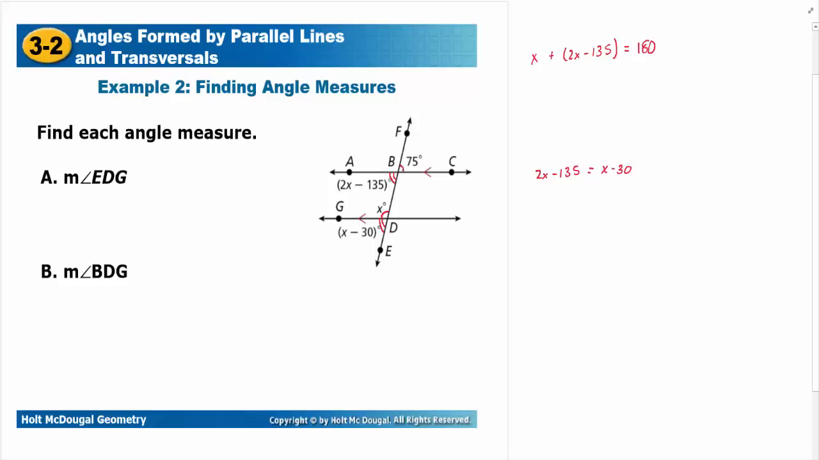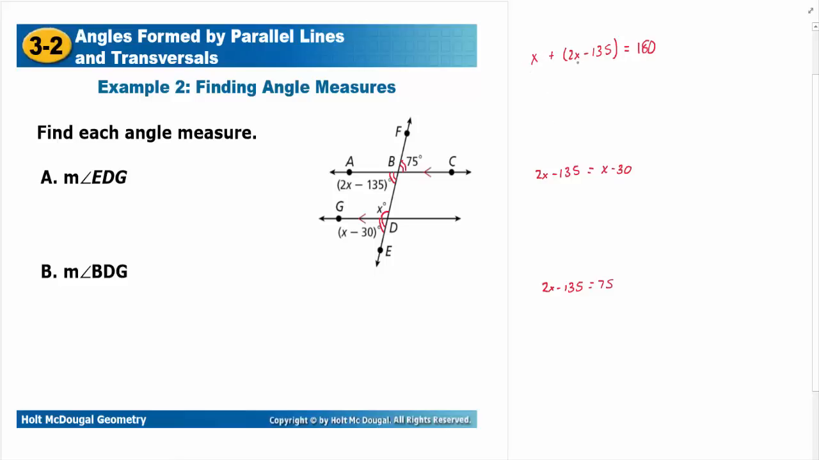Also, because of vertical angles, you could say this: 2x minus 135 equals 75. So all these are equations that you could set up. There's some other ones you can kind of mess with, but again, it doesn't matter which one you use in the end. So I'm going to go ahead and solve this first one, and I'll solve the last one. They're all going to give you the same answer.